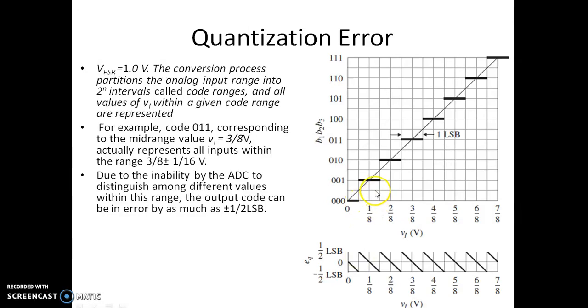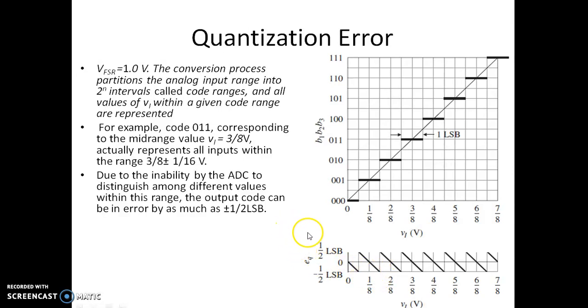Okay, assume that in the same case, the input voltage is 1 by 8 plus 1 by 16, so we are actually making an error. We are still representing the output voltage by 0, 0, 1, which would have been represented by a greater value. Since we don't have any value between 0, 0, 1 and 0, 1, 0, we are still representing 1 by 8 plus 1 by 16 as 0, 0, 1. So there is an error of minus half LSB for 1 by 8 plus 1 by 16.